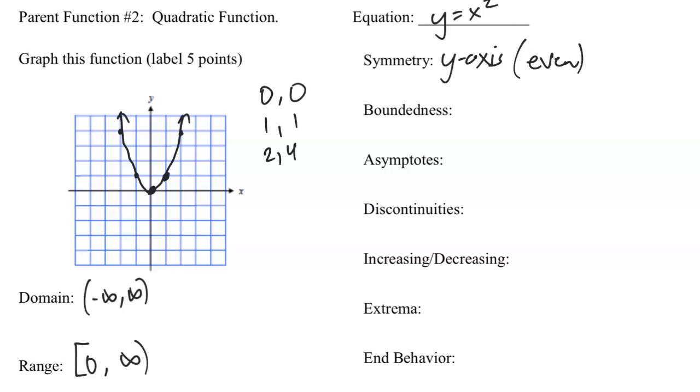Boundedness. This graph is bounded below, and you can see that for a couple of reasons. Notice that I can draw a horizontal line below the graph, and you can see that the range on the bottom side, on the left side there, is not infinity or negative infinity. So that means that this is going to be bounded below. Okay, does it have any asymptotes? No, it does not. Does it have any discontinuities? No, it does not. We can graph it without picking up our pencil. Is it increasing or decreasing?